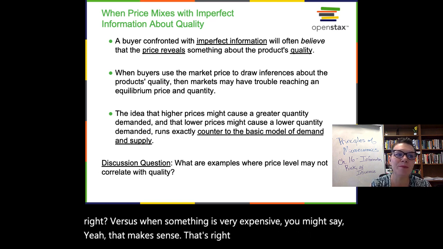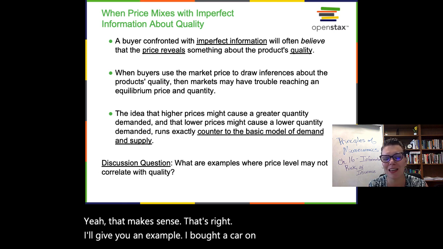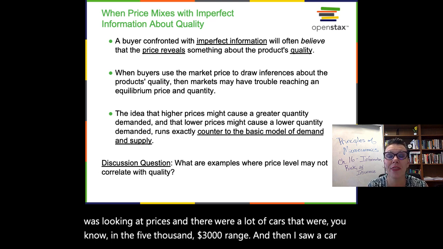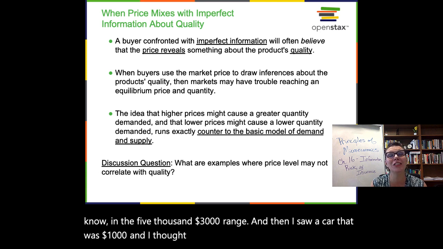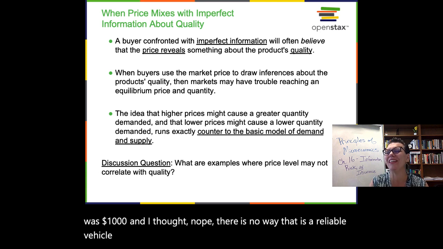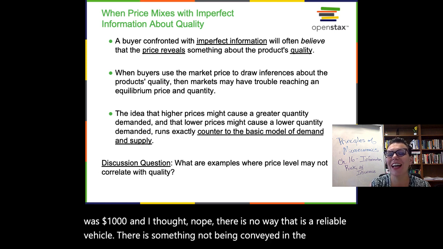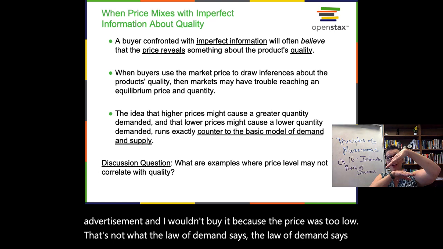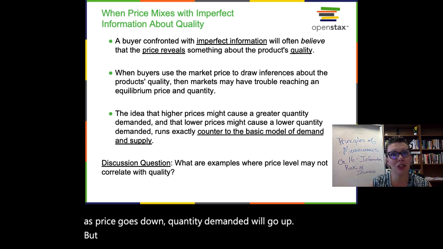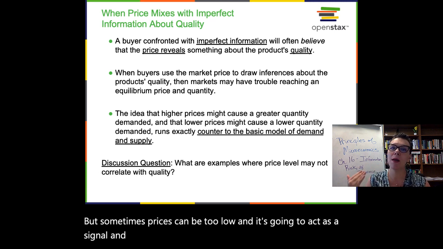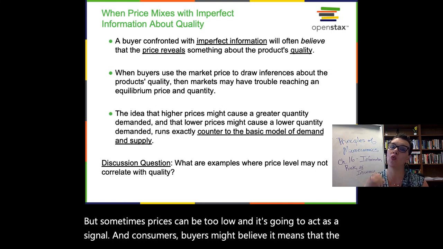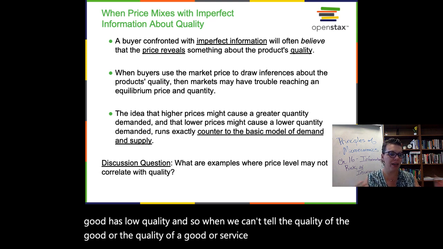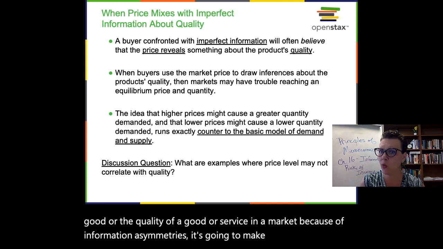That's right. I'll give you an example. I bought a car on Craigslist one time, and I was looking at prices, and there were a lot of cars in the $5,000, $3,000 range, and then I saw a car that was $1,000, and I thought, nope, there is no way that is a reliable vehicle. There is something not being conveyed in the advertisement, and I wouldn't buy it because the price was too low. That's not what the law of demand says. The law of demand says as price goes down, quantity demanded will go up, but sometimes prices can be too low and it's going to act as a signal, and buyers might believe it means that the good has low quality. And so when we can't tell the quality of a good or service in a market because of information asymmetries, it's going to make markets function weirdly, right?